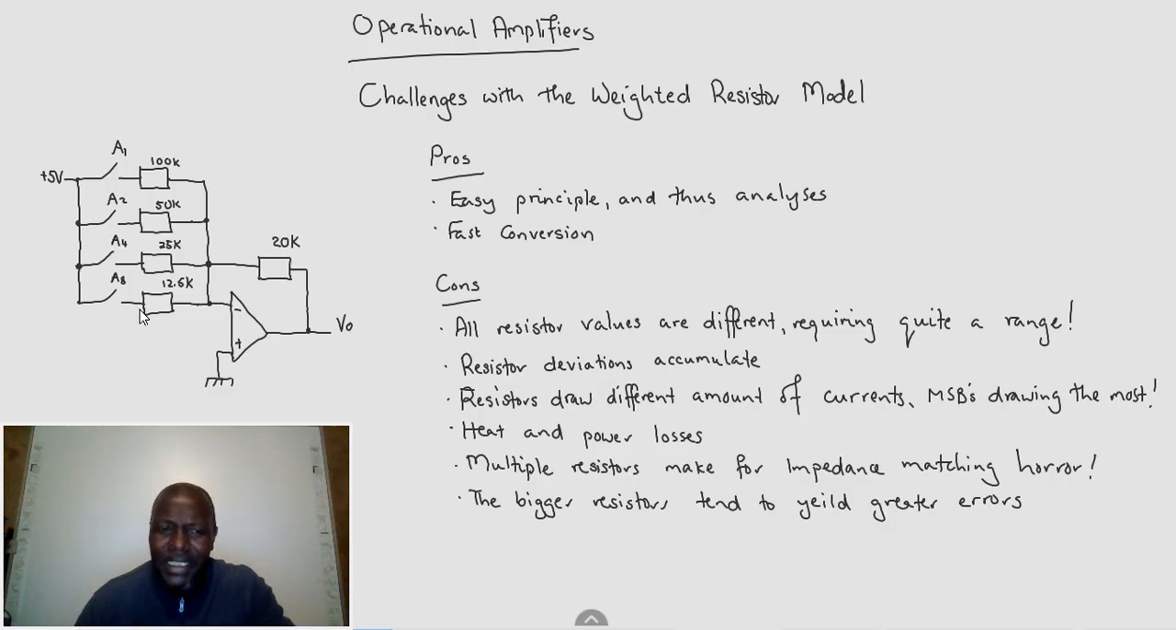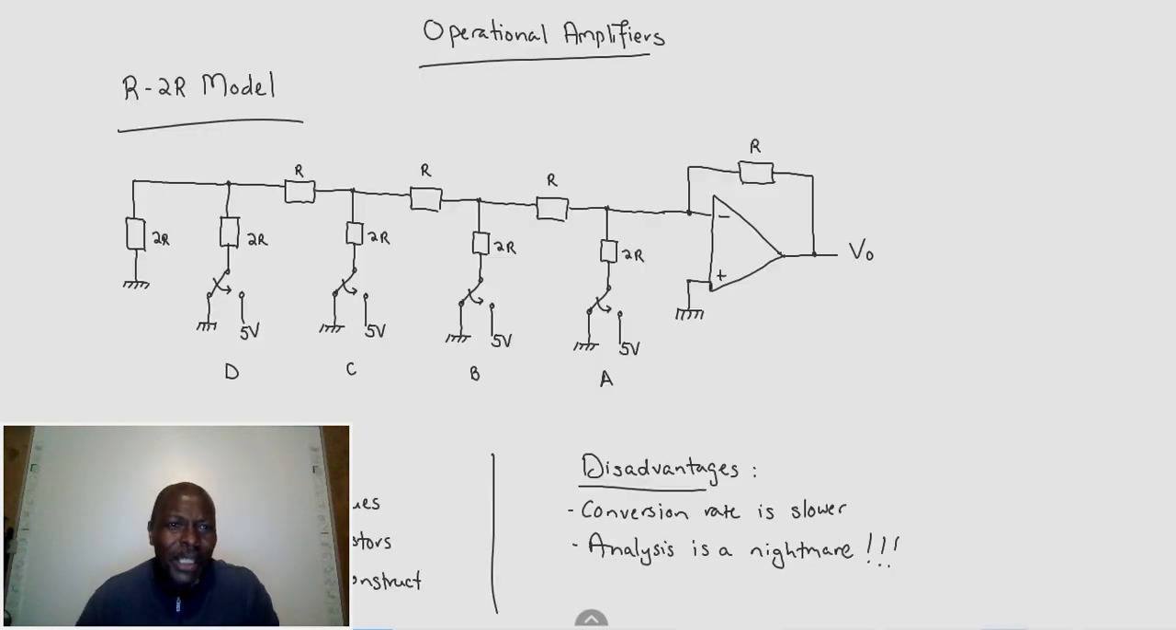The bigger the resistor, the greater the margin of error. So all these challenges are what you might encounter with your weighted resistor model. All right, so what's the alternative to this? The next one that we look at is the R-to-2R model.